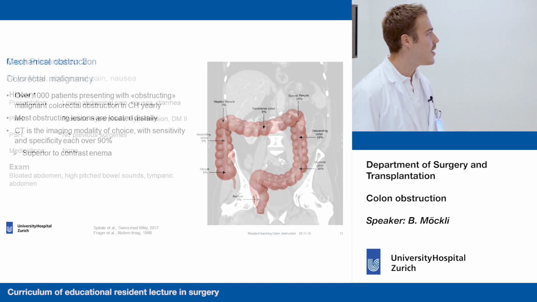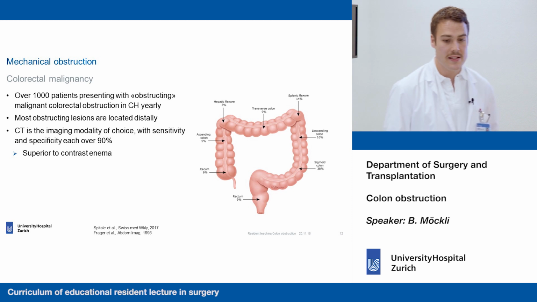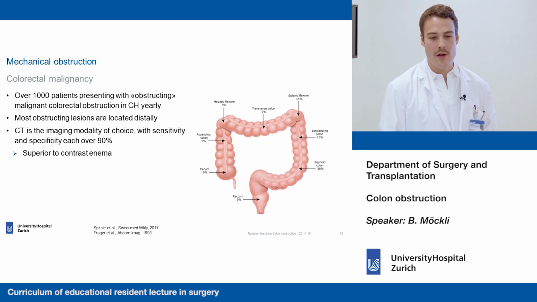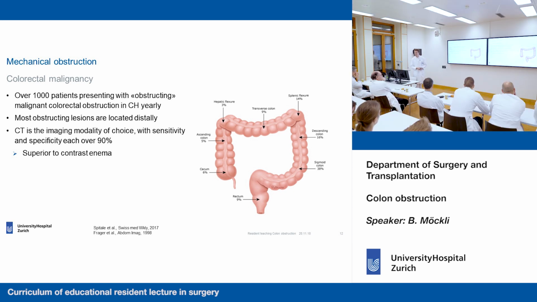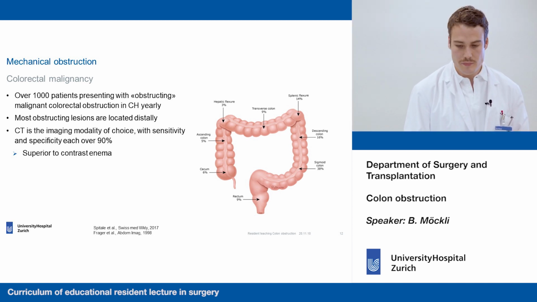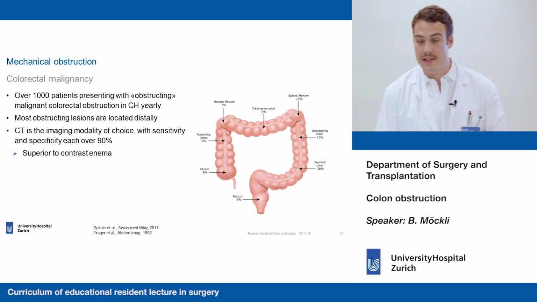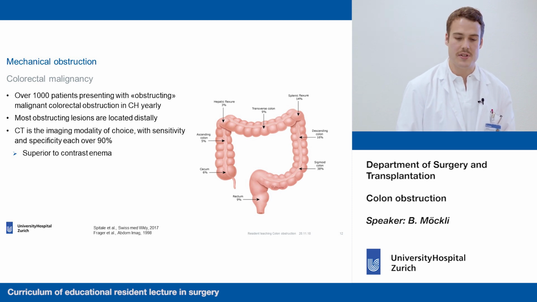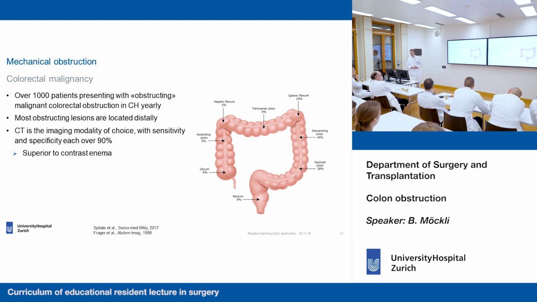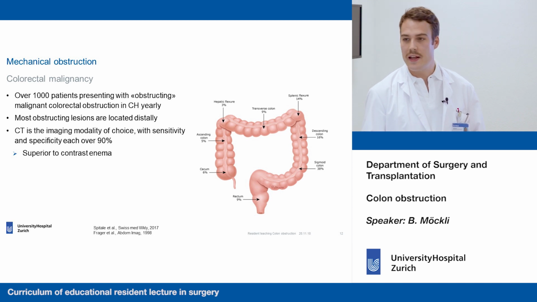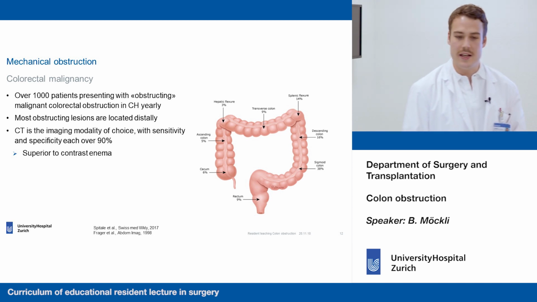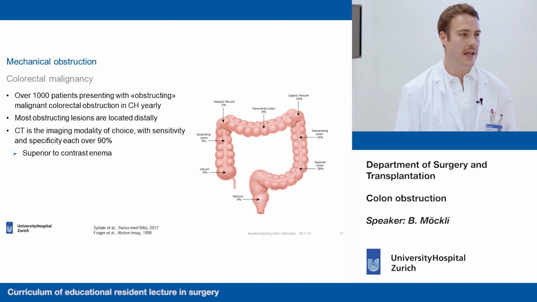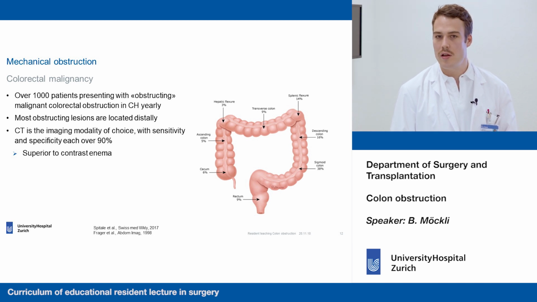This brings us to the next topic, which is colorectal malignancy. In Switzerland, about 1,000 patients present yearly with obstructing or some kind of obstructing symptoms from colorectal lesions. Most lesions are located distally, about 40% in the sigmoid colon, 10% in the rectum, and 5% in the anus. CT is the imaging modality of choice. It has a very high sensitivity and specificity, and has definitely taken over from barium enema for the main workup for these patients.